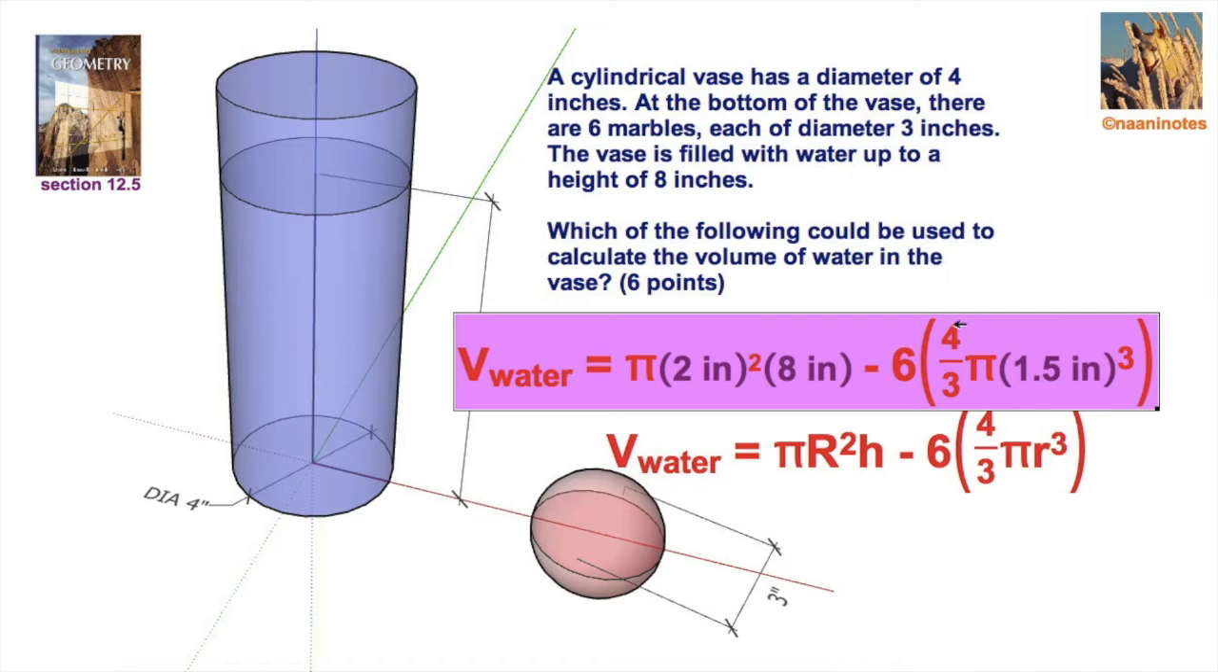But you've got 6 over here. You can see you've got 6 spheres, and the spheres are 4/3 pi r cubed. The only thing you had to remember again was to convert diameters into radii.